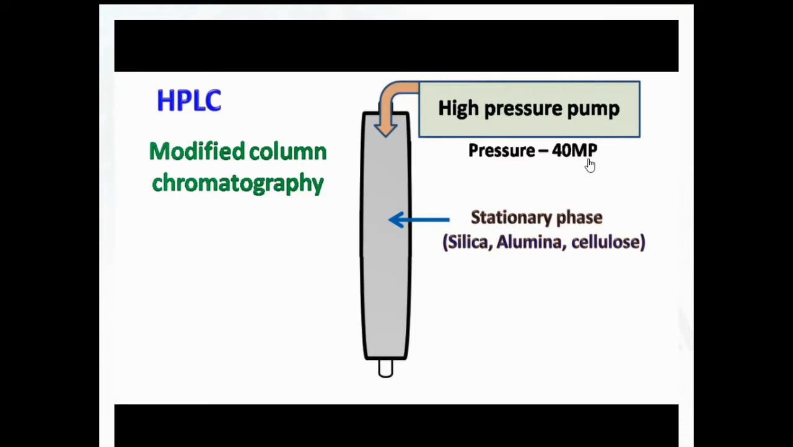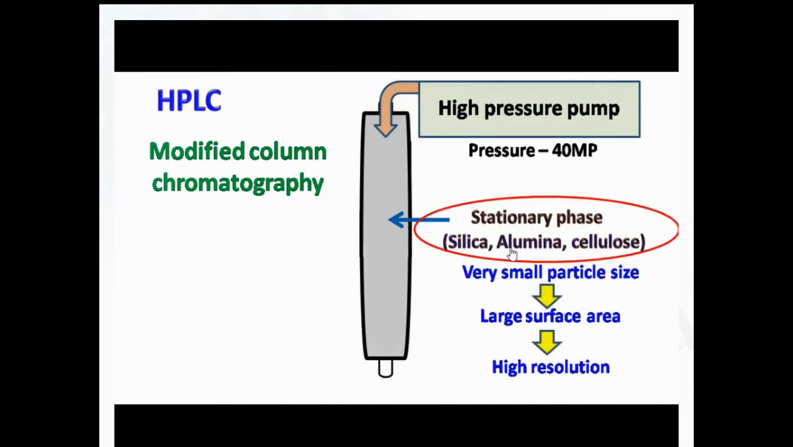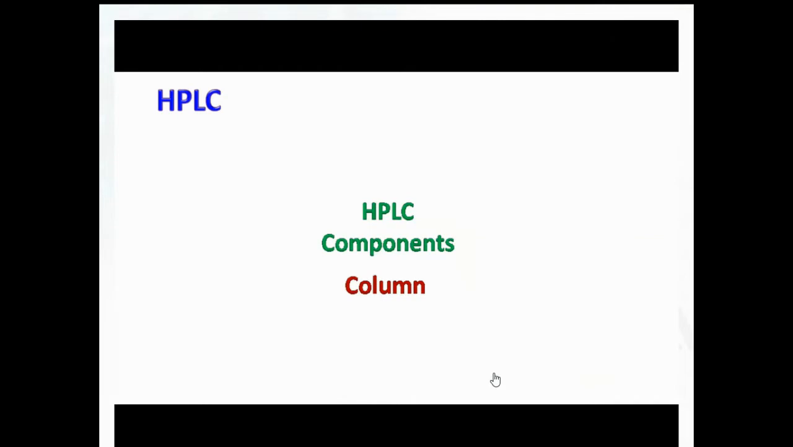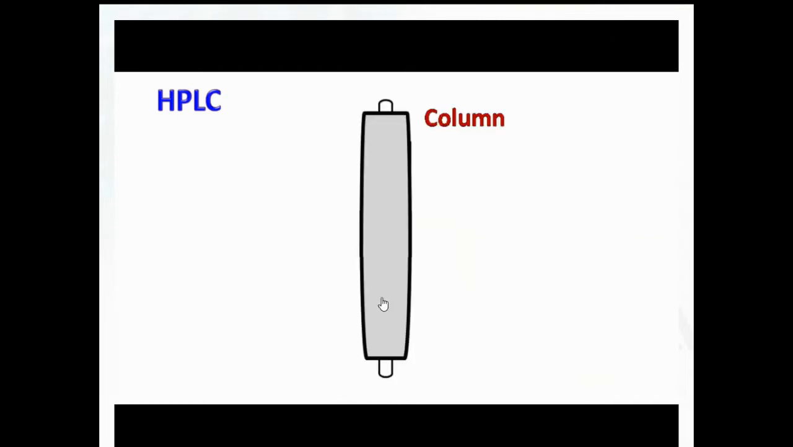And the stationary phases that we use in HPLC are made up of very small particle size. So this silica is taken in very small particle size, which means it will show larger surface area. When we have larger surface area of the adsorbent, we can have high resolution, which is why high pressure is needed.